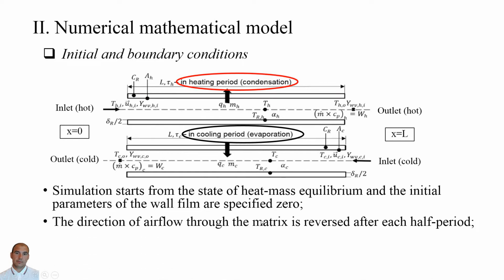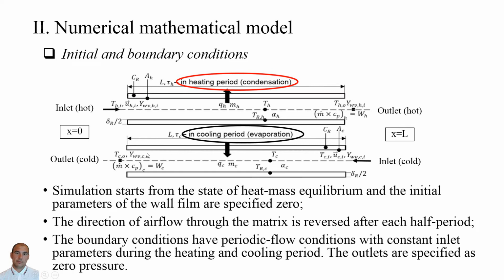The direction of airflow through the matrix is reversed after each half period and for each flow switching. The temperature field in the matrix and the fluid at the end of the heating or cooling period are saved in the CFD code and set as the initial condition for the next half period. The boundary conditions have periodic flow conditions with constant inlet temperature, inlet velocity, and inlet mass fraction of water vapor during the heating and cooling period. The outlet boundaries are specified as zero pressure.